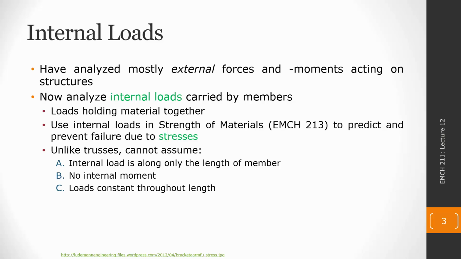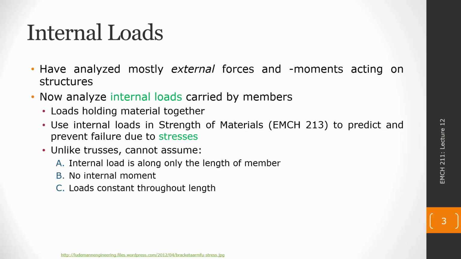So what we're really looking at are the loads that are holding the material together in our structure. And this is going to act as a bridge between what we're doing in statics and what we're doing in the follow-up course, strength of materials, where we're really focused on what's happening internal to the material itself.